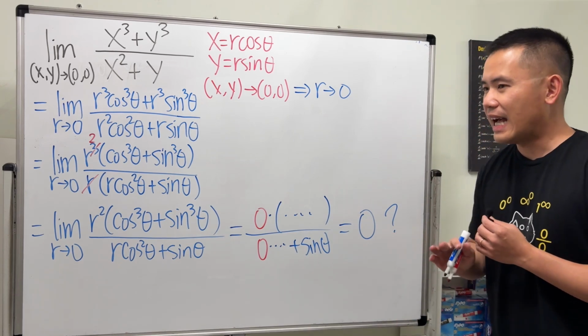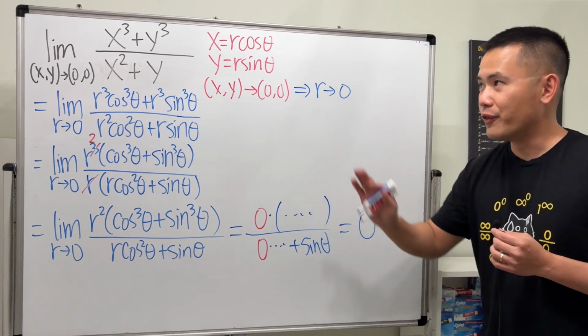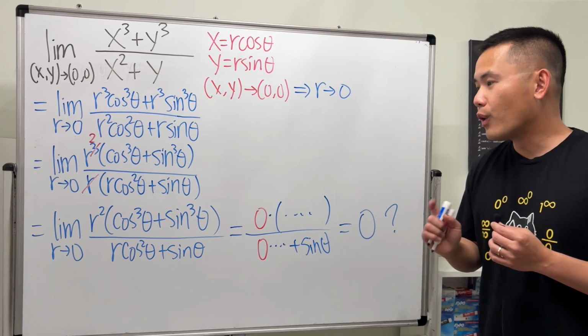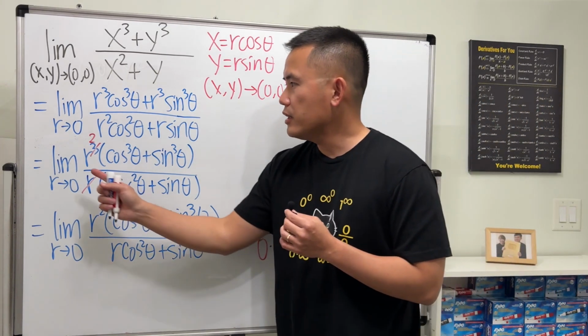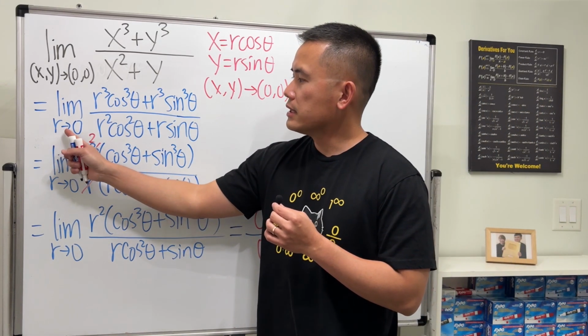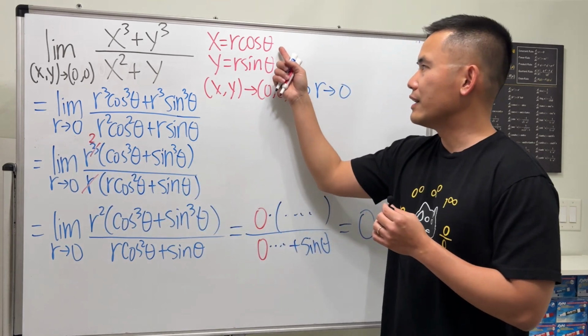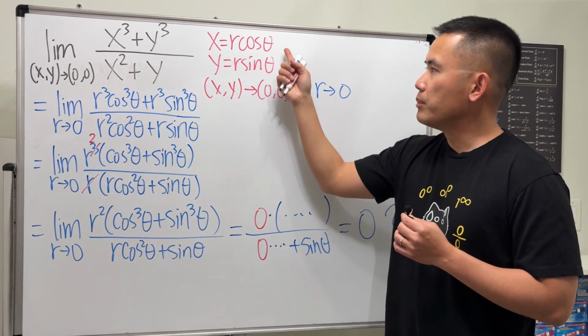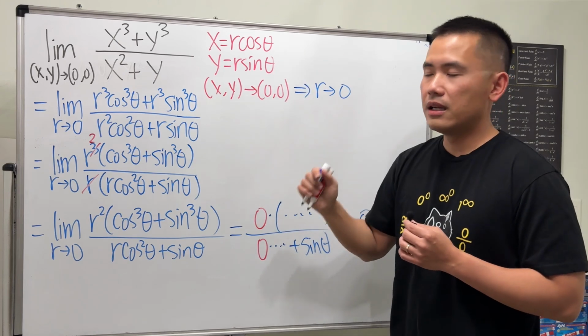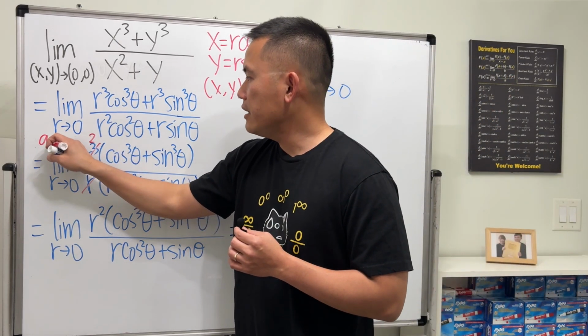Unfortunately, this right here is actually not the correct answer for this limit. Why though? Here's the technical part. Remember right here we have r is approaching 0, but we still have another variable in the polar coordinate system, the theta. Theta can be anything.